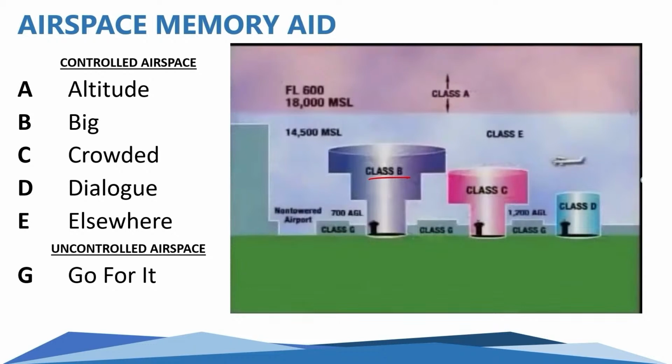The next one down from a Bravo is going to be your class Charlie airports. We usually say these are crowded. They're not as big or busy as the class Bravos. They usually have two layers to them, and they're typically going up to 4,000 feet AGL. They also have a control tower. And then D is for dialogue. So you can think of it as D and higher, basically class Delta and higher airspace. You will have to talk with someone to get into that airspace.